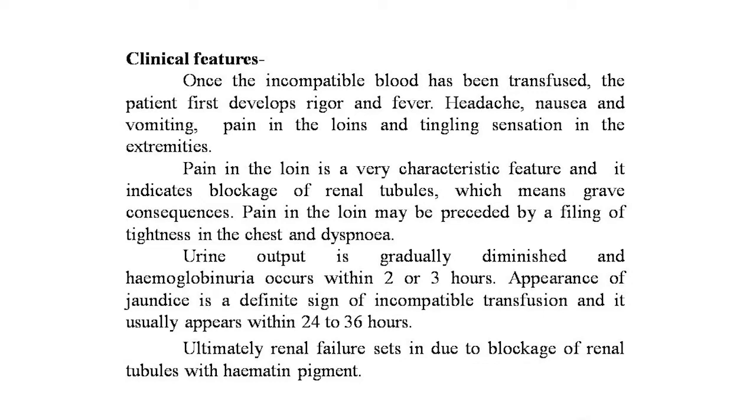Urine output is gradually diminished and hemoglobinuria occurs within 2 to 3 hours. Appearance of the jaundice is a definite sign of the incompatible transfusion and usually appears within 24 to 36 hours. Ultimately, renal failure sets in due to the blockage of the renal tubules with hematine pigments.